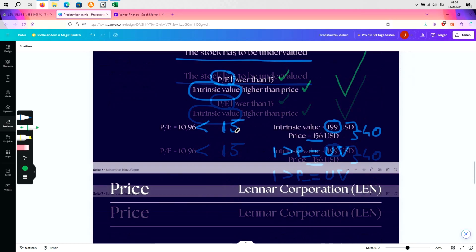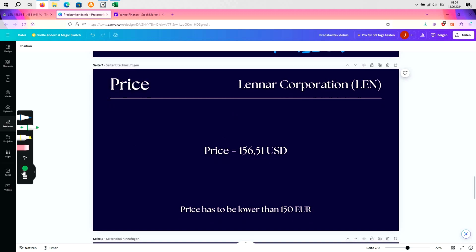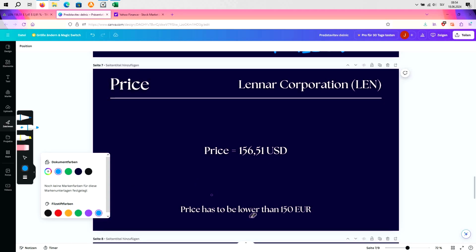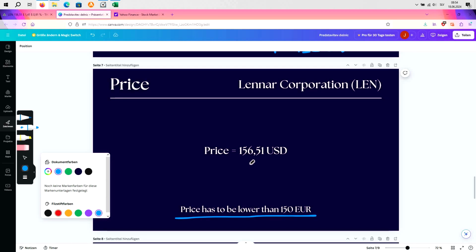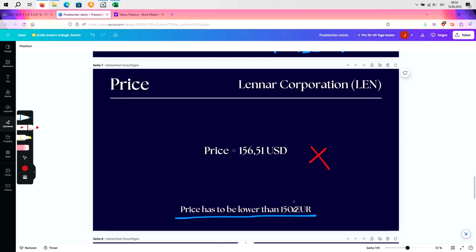And now we come to the price, and the instruction for the price is very simple. Price has to be lower than 150 euros or $150, okay? So the price right now here is $156, so it's actually only 6 euros or $6 overvalued in terms of the price. So we will mark that as a no, okay?